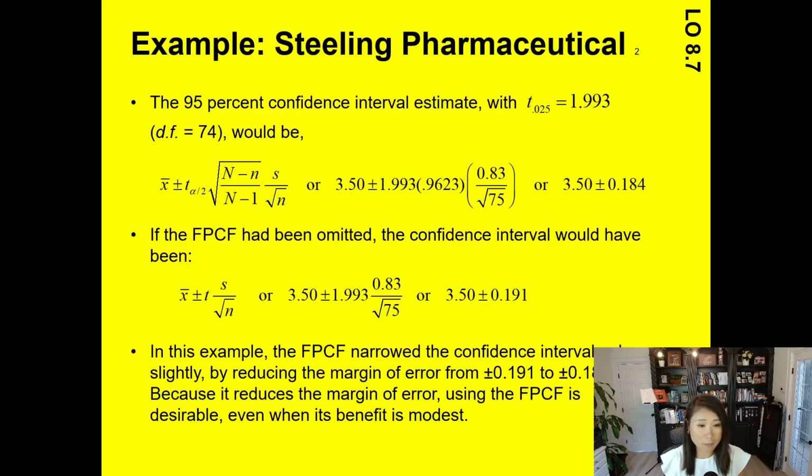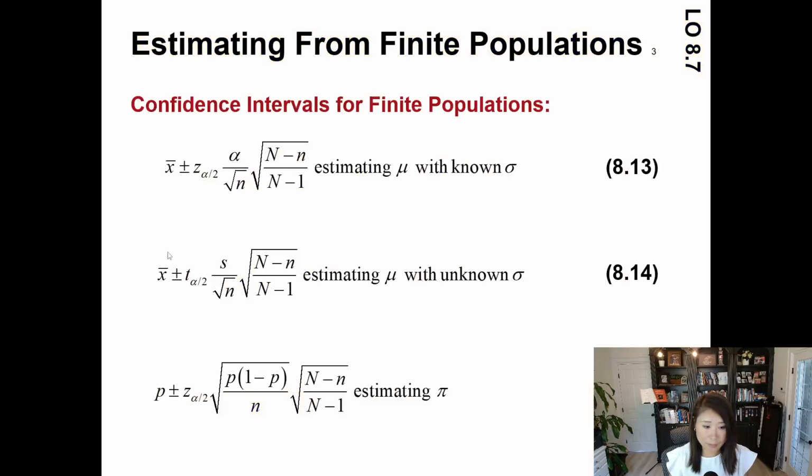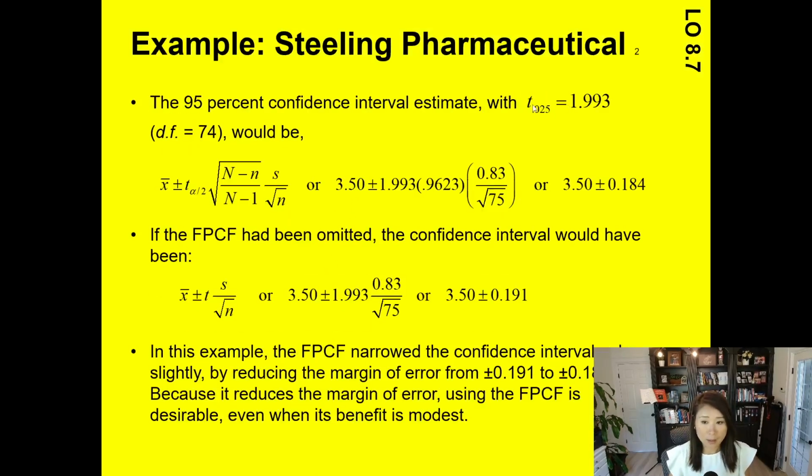After we calculate the FPCF, we can apply that factor to help us calculate the confidence interval for the mean when the population standard deviation is not known. Since the standard deviation is not known, we are using the t statistic. Also, since this is not related to any binomial distribution about the number of successes or proportion, we are using the second formula here, because we don't know sigma, we know s from the sample, so it's estimated. We use the t statistic and apply this formula to calculate our confidence interval. Based on the t statistic from Excel, we obtain 1.993.